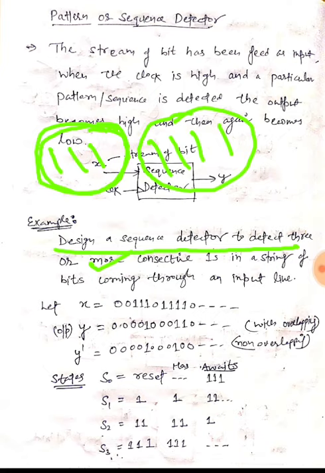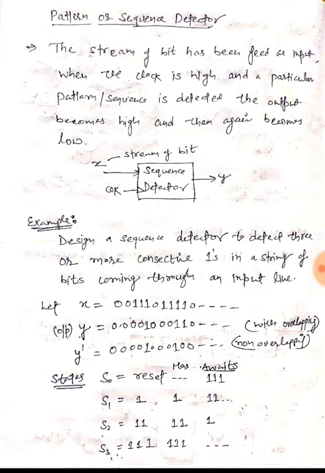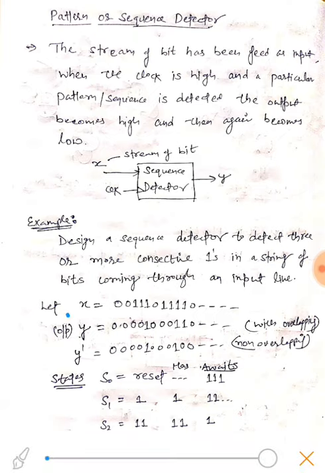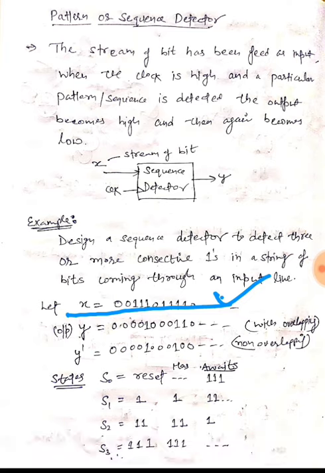So let's say our bit stream is this one. X is equal to 0 0 1 1 1 0 1 1 1 1 0. This is the bit stream we are feeding to the detector. So output would be high only when the machine detects 3 consecutive ones.